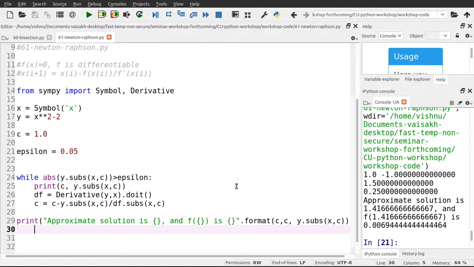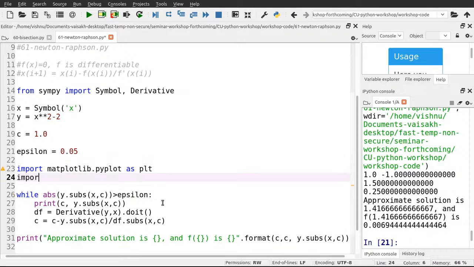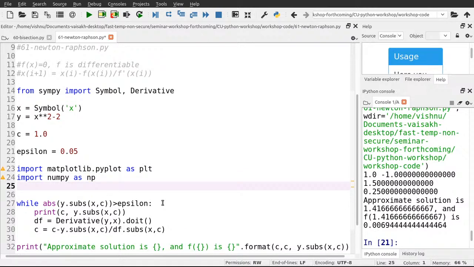Now, if you want to see the roots plotted, maybe we can even do that. So let us try to see this in action by plotting it, so that we can understand what exactly is happening. Import matplotlib.pyplot as plt. Just trying to do maybe import numpy as np. So this is not actually part of the Newton-Raphson method. We are just trying to understand what exactly is happening by plotting it.